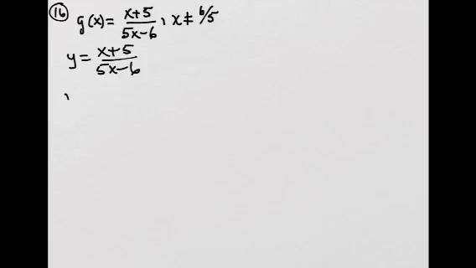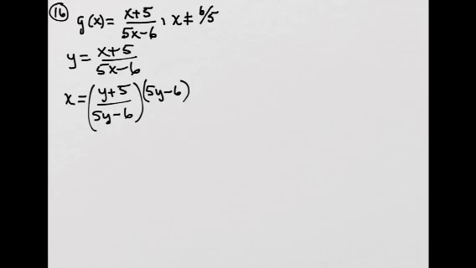So on the left side we have x. On the right side we have y plus 5 divided by 5y minus 6. And then third step is solve for y. So in order to solve for y, I want to get rid of the denominator by multiplying both sides by 5y minus 6. So same thing, times x. So on the right side, this over this is 1.